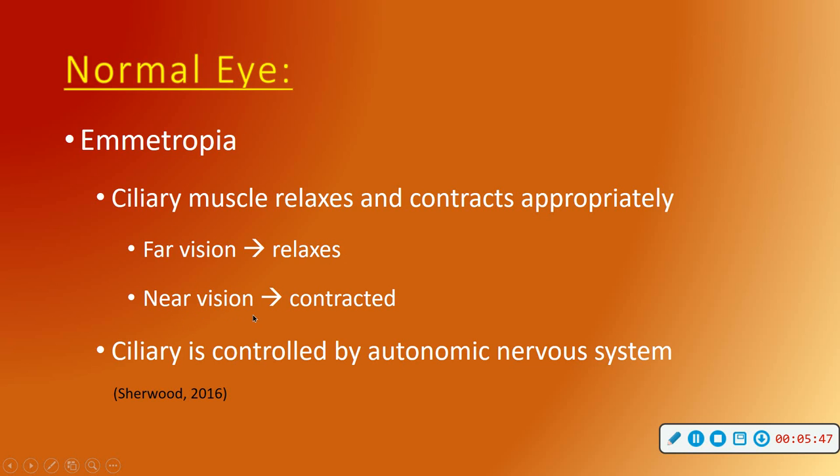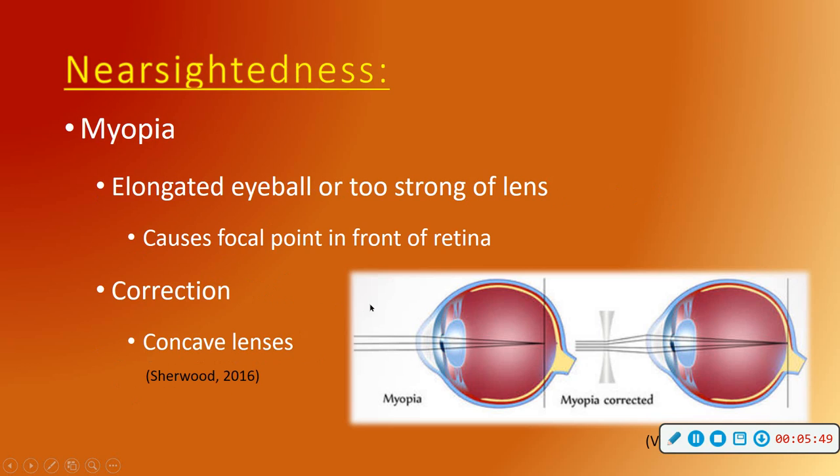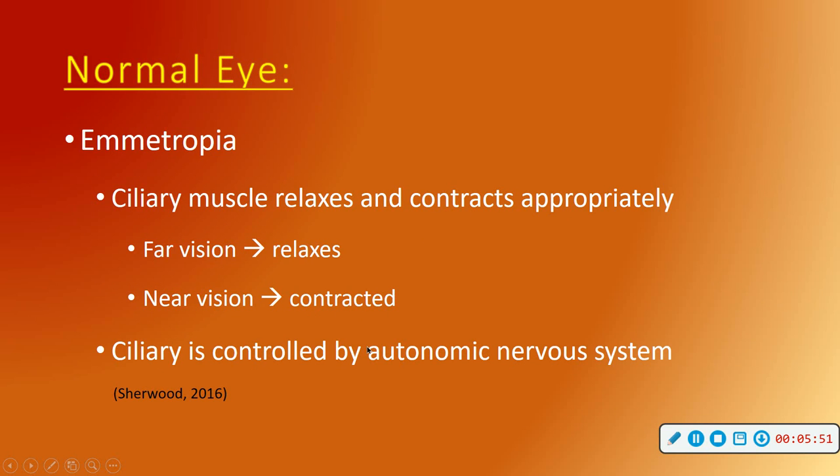Now, to be able to see close up, that's when it's going to contract. It's going to contract itself, loosen those ligaments so that the near vision can work properly. So if your eye is normal and it does what it's supposed to, the ciliary muscle goes in and out, and it is controlled by the autonomic nervous system.